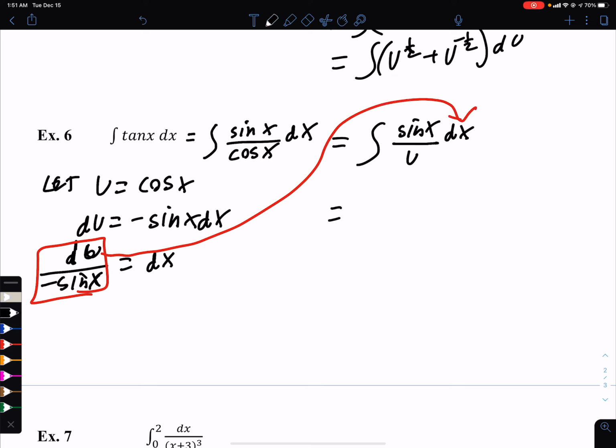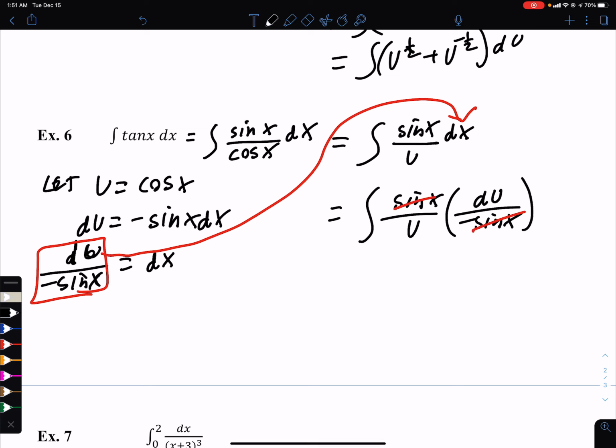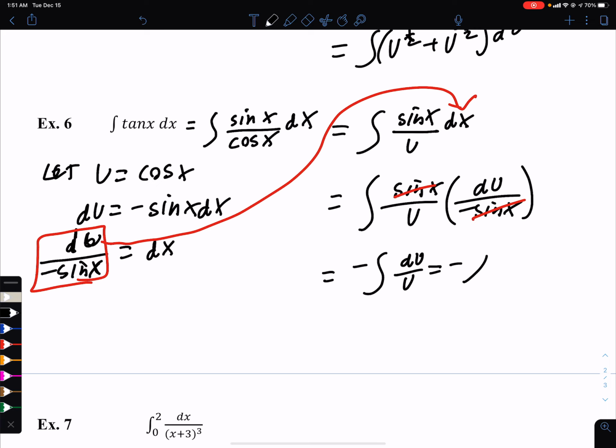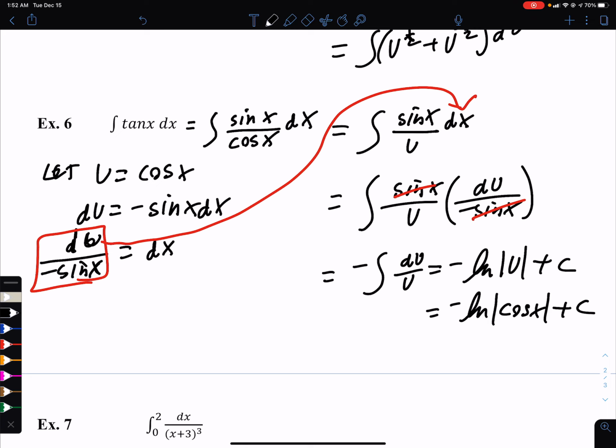and here's what we're going to get. Sine x over u, and that's going to be du over minus sine x. And those cancel, and here's what we're going to do. We're going to pull the negative out in front. We get du over u, but that's just ln, absolute value of u, plus c. And we replace u with cos x, because u is cos x. So now we have found the antiderivative of tangent x by doing a u-sub.